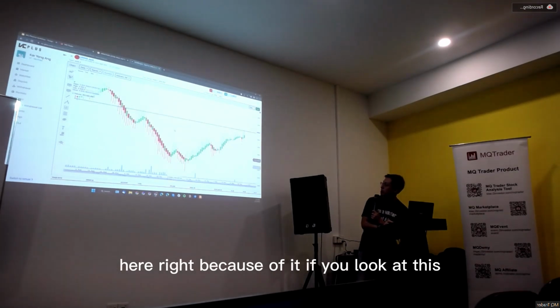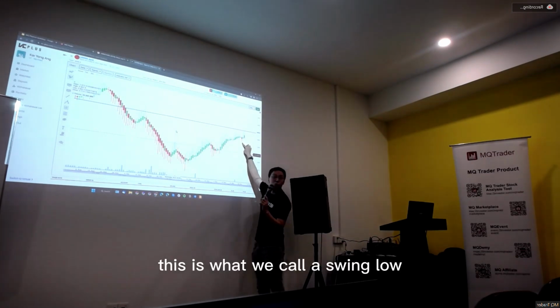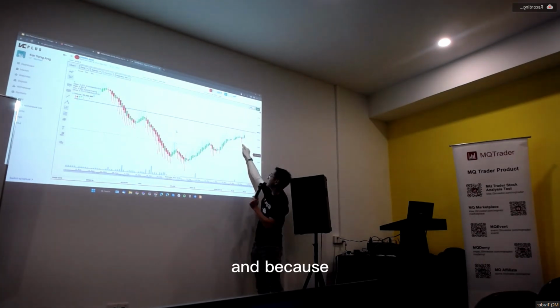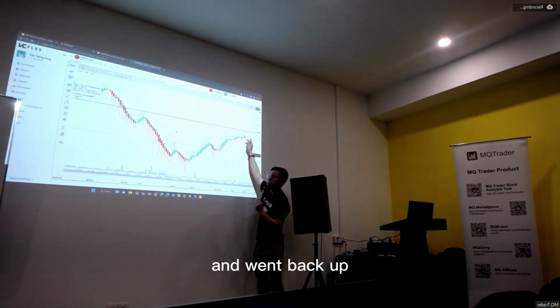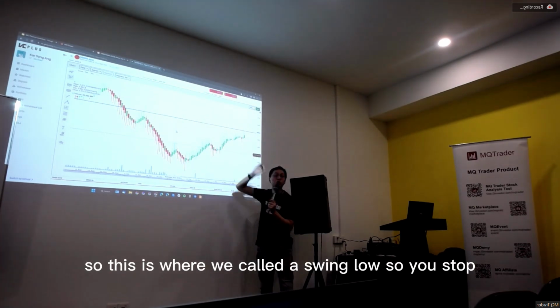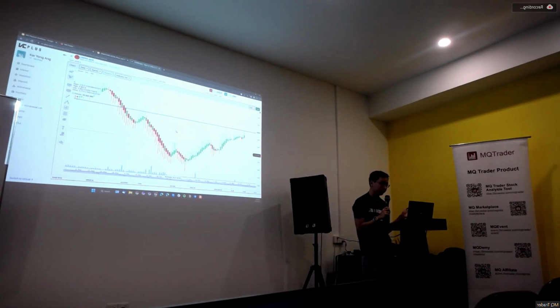So if you look at this here, let me move my cursor away. This is what we call a swing low, because from here the market came down, then U-turned and went back up. So this is where we call a swing low. So you put your stop loss down there. So far, so good?